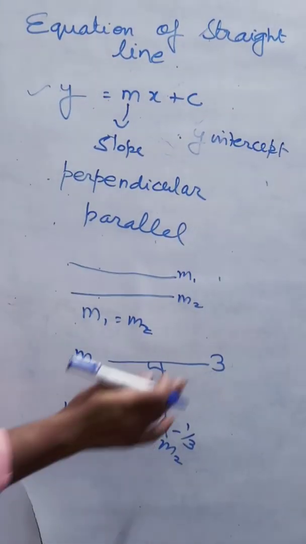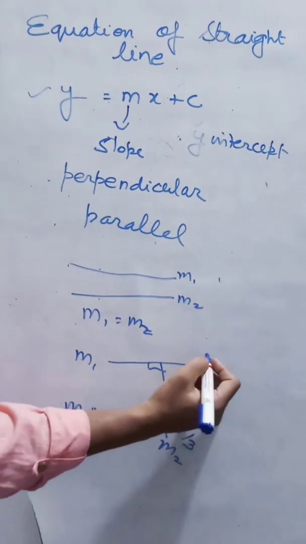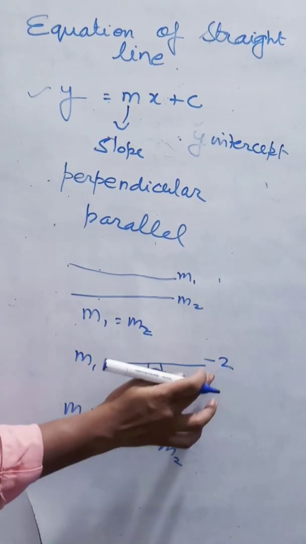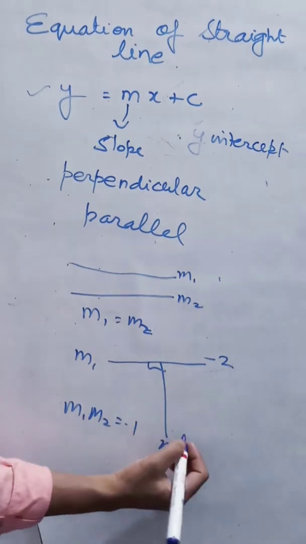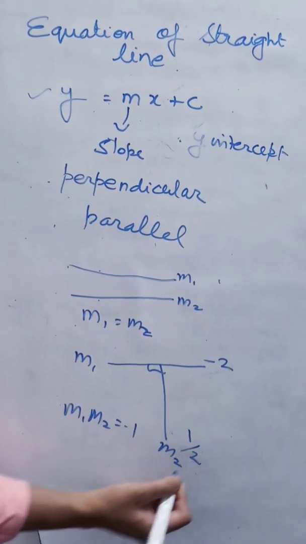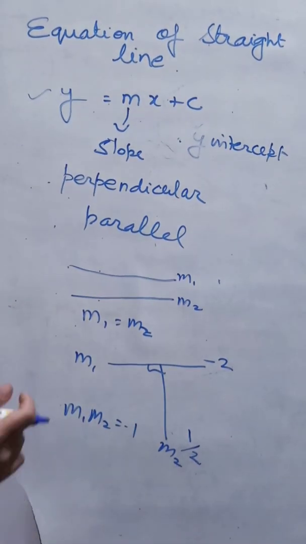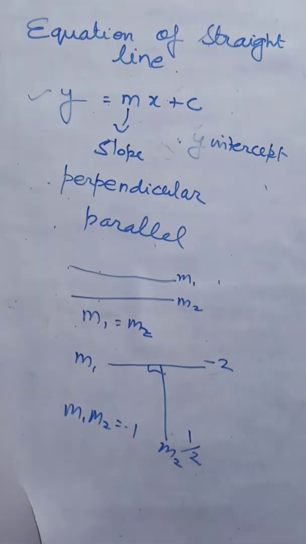If I take another example, suppose the slope is -2 here. Then the sign will change and it will be the reciprocal, so it will become 1 upon 2. So if the lines are perpendicular, then the slopes will be negative reciprocals of each other.